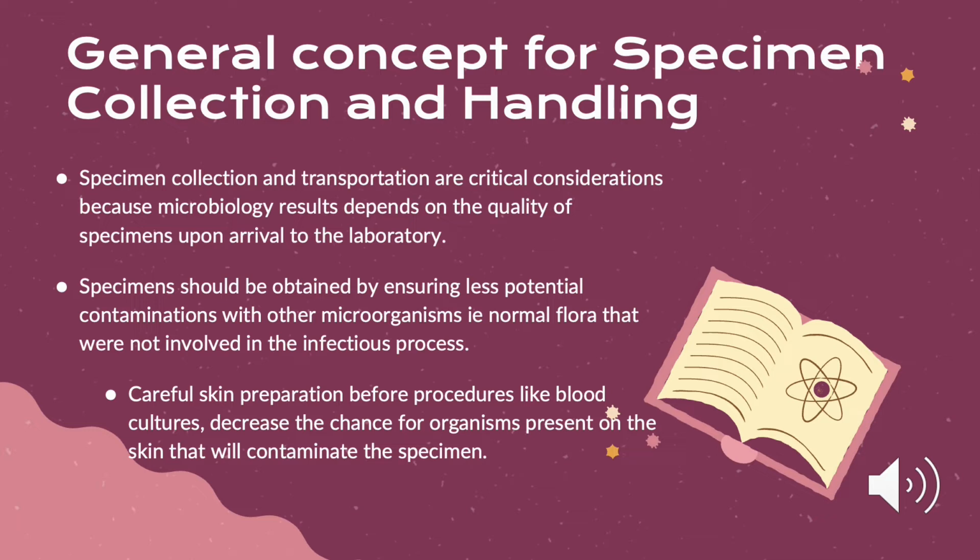Most importantly, the risk of contamination should be reduced, as the normal flora of the anatomical site from the specimen collection area might be present in the sample. The normal flora might not be the pathogens causing the disease. For example, initial steps like careful skin preparation before procedures like blood cultures can decrease contamination of specimens.